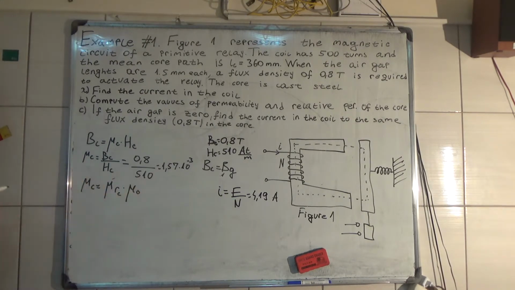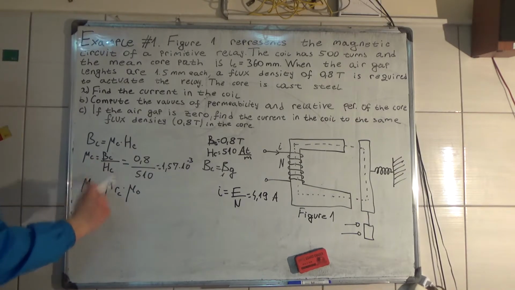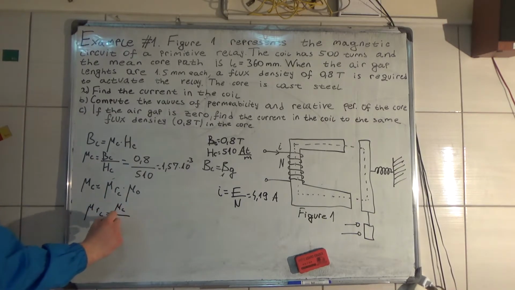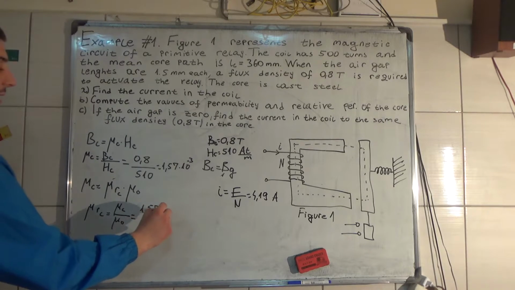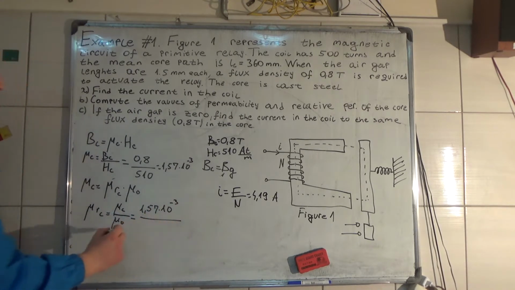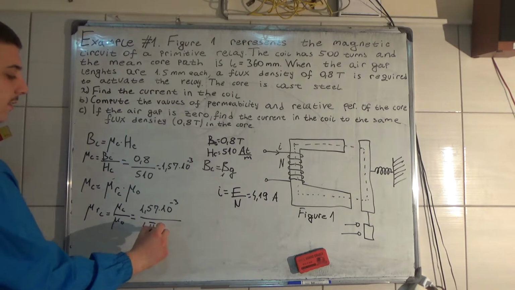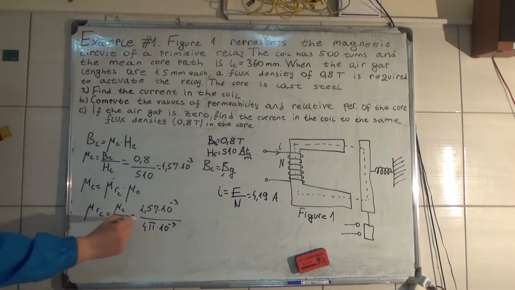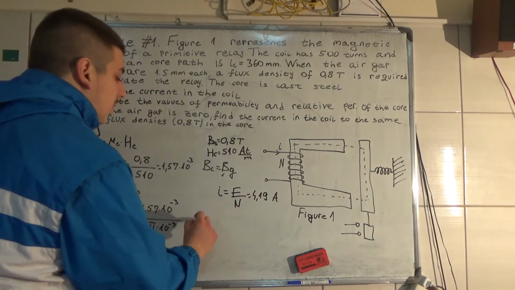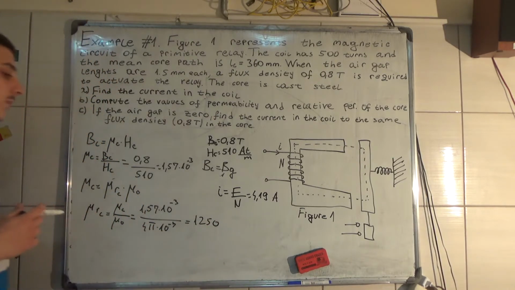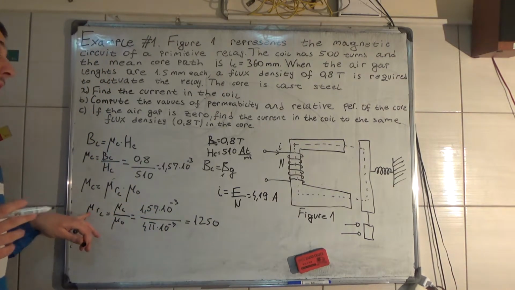We always have mu 0. And now mu r, the relative permeability of the core, is equal to the permeability of the core divided by mu 0. We have 1.57 times 10 to the minus 3 divided by 4 pi times 10 to the minus 7. This is a constant, and is equal to 4 pi times 10 to the minus 7, and we get 1250. And the relative permeability doesn't have a unit.